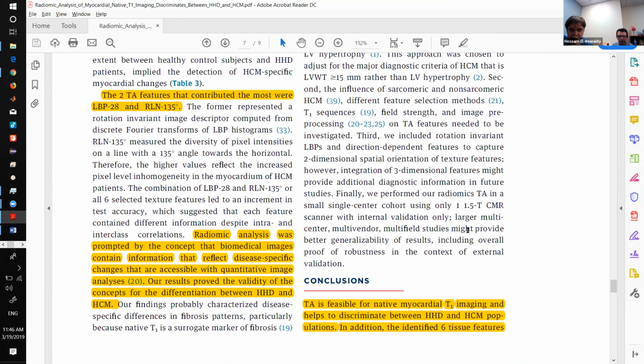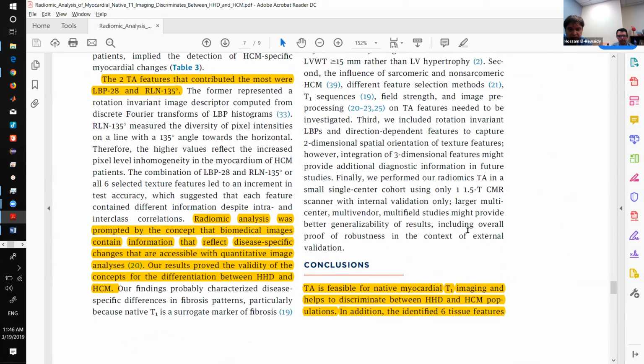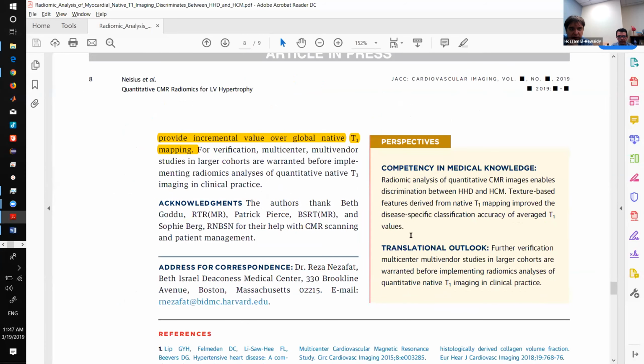In this proof of concept study, we could show that tissue analysis is feasible for native myocardial T1 mapping, and that, per se, it helps to discriminate between hypertensive heart disease and hypertrophic cardiomyopathy, and B, that these features can provide incremental value over global native T1 mapping, although admittedly this is only for hypertrophic cardiomyopathy to hypertensive heart disease comparison. That has to be reinvestigated for basically every disease cohort to make certain that this can be applied. Thank you. I hope that was.